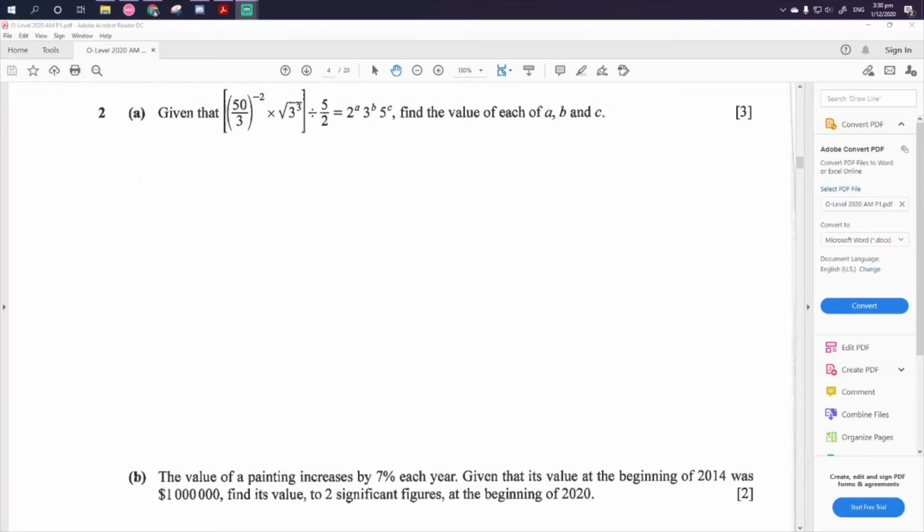Question 2, part A. Given that 50 over 3 whole thing to the power of negative 2 times the square root of 3 cubed, then this whole thing divided by 5 over 2 equals 2 to the power of a, 3 to the power of b, 5 to the power of c. Find the values of a, b, and c.